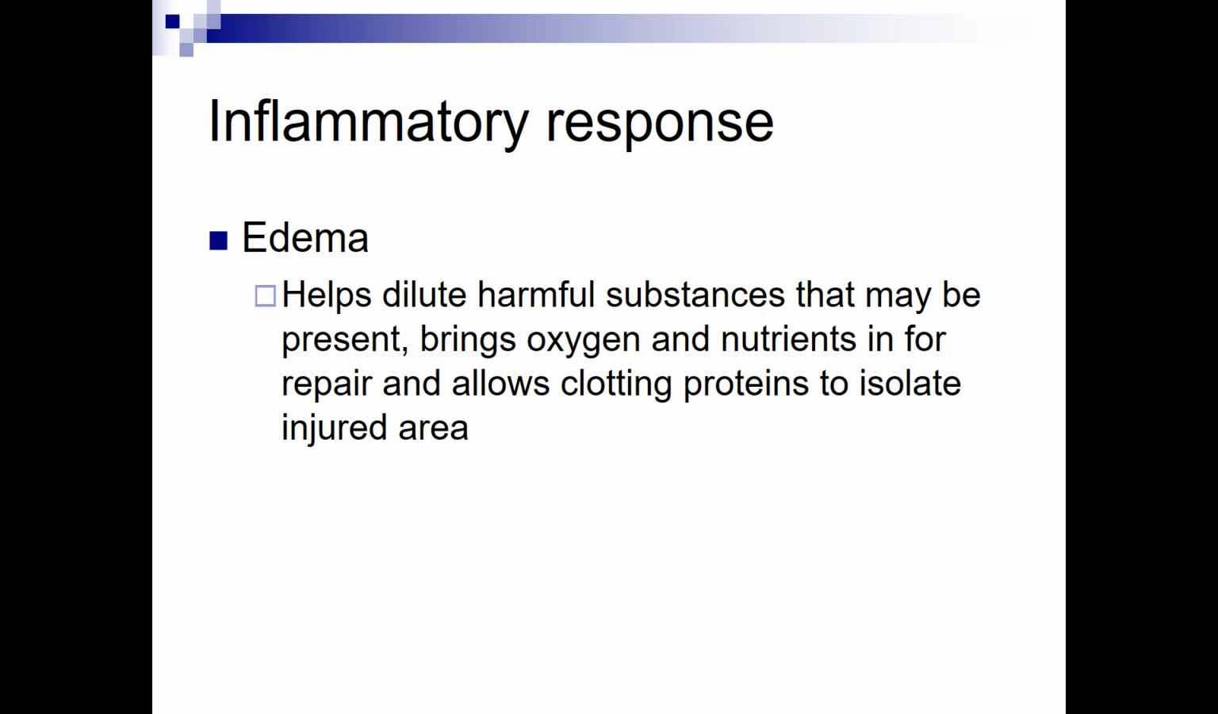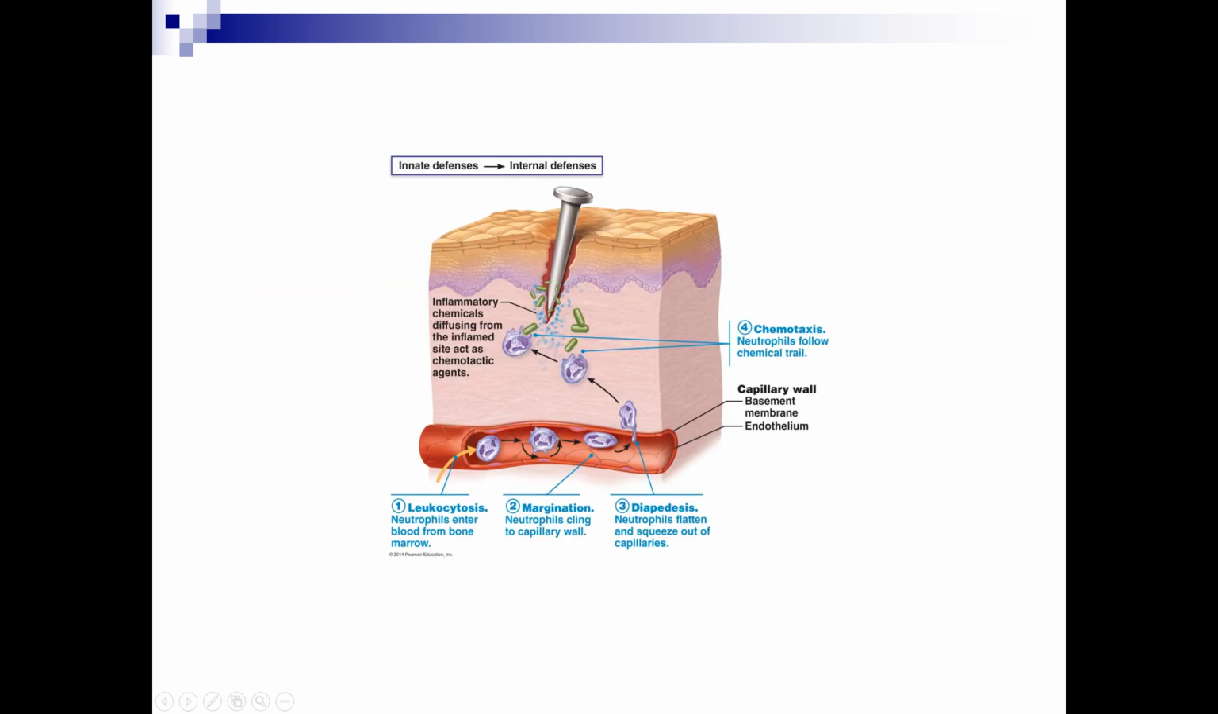Now, here's another reason why we have edema, why we have swelling: to help dilute harmful substances as well. And there's the nutrients and then the clotting proteins to isolate the injured area. Here is the phagocyte mobilization, or leukocyte extravasation, however you want to say that. So we stimulated the white blood cells to be made, and then they stuck to the site of infection, margination, and diapedesis. So they rearrange their cytoskeleton, so they flatten out, and then chemotaxis will cause the neutrophils to follow the chemical trail that will get up to wherever the infection is.